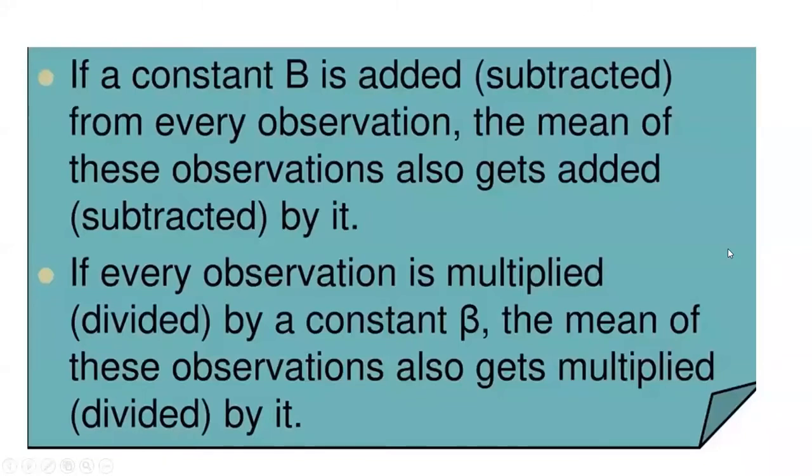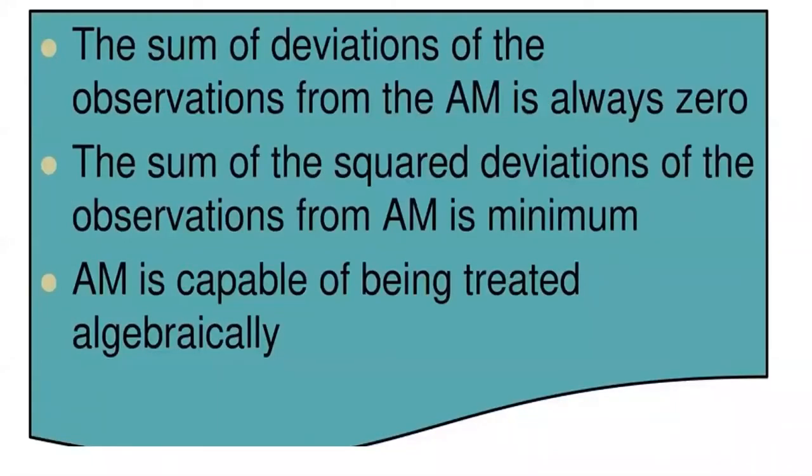Now let's see the second one. If every observation is multiplied or divided by the constant beta, the mean of these observations will also get multiplied or divided. It is the same as saying that mean will be affected by both scale and origin. Okay. Then the sum of deviations of the observations from the arithmetic mean is always 0. Remember this point. Then the sum of the squared deviations of the observations from the arithmetic mean is minimum.